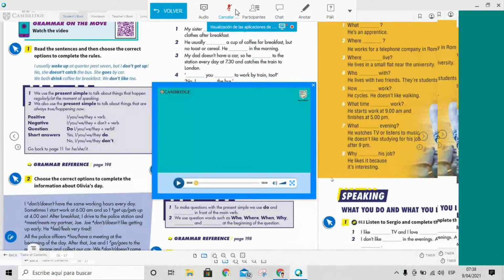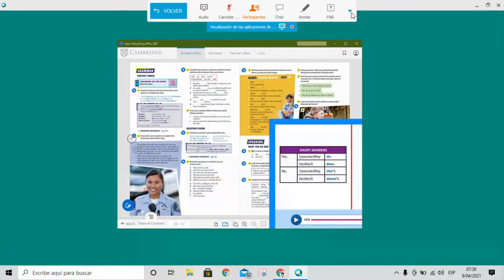And in this case, if you start with do, answer with do or don't. If you ask with does, the answer is yes she does or no she doesn't. Okay? In the other questions, they are WH questions. In that case, you use where, when, what, etc. The question words. Okay?